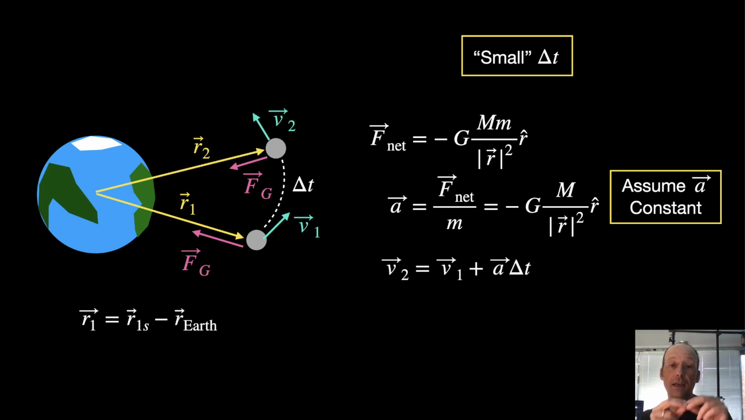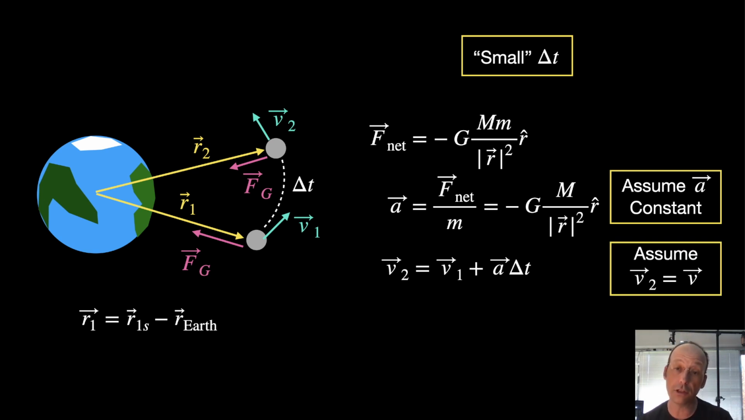Then I can say the velocity at the end is the velocity at the beginning, plus the acceleration times delta t, right? That is the kinematic equation for constant acceleration, which is not constant. I mean, if this object moves over here, it changes distance, it changes direction. The acceleration is not constant. But if delta t is small, it's not bad. So the key is we want to make delta t small enough that that's a fair assumption.